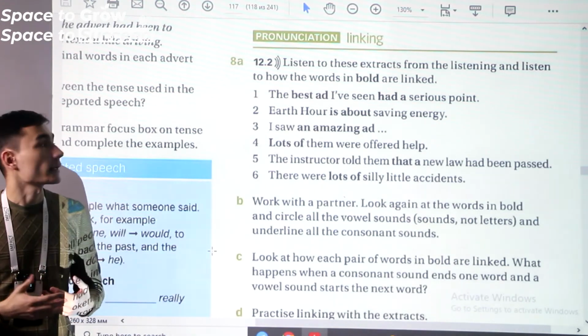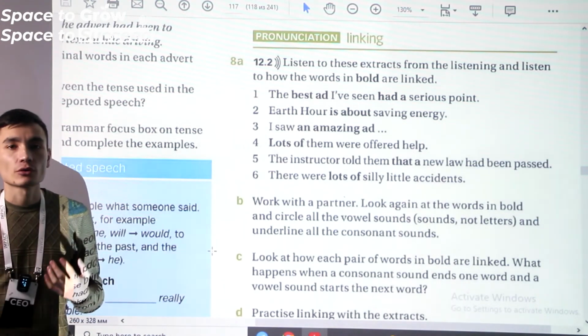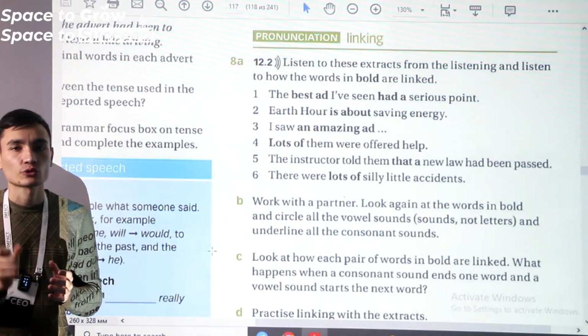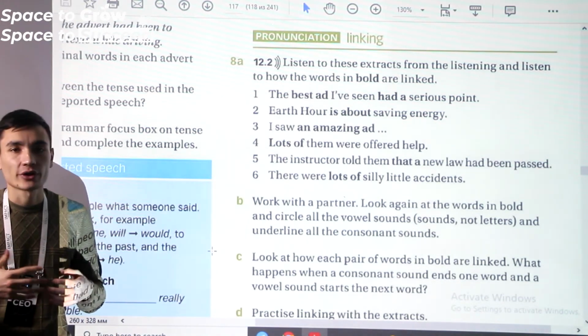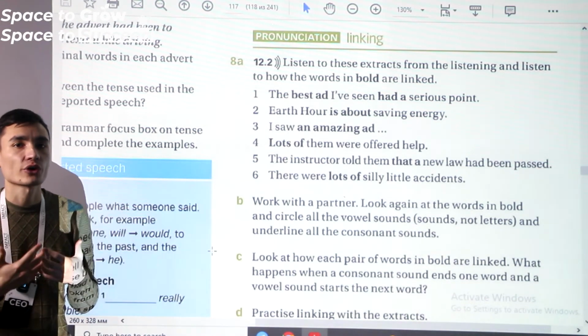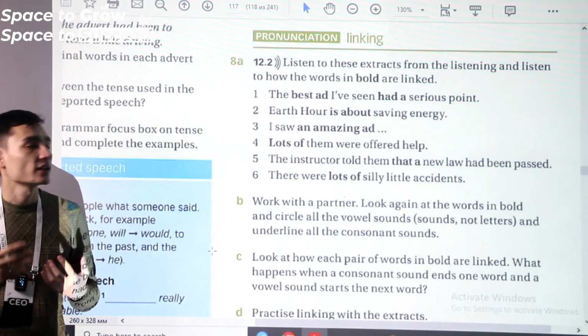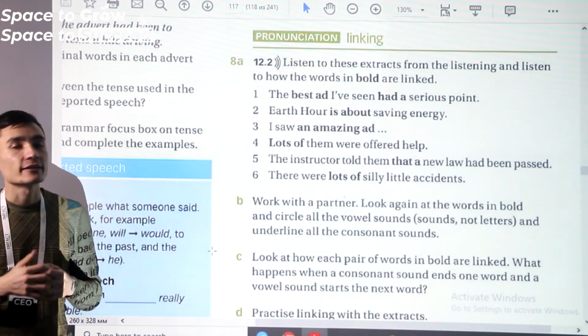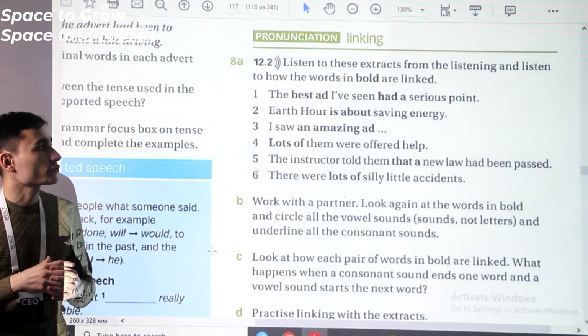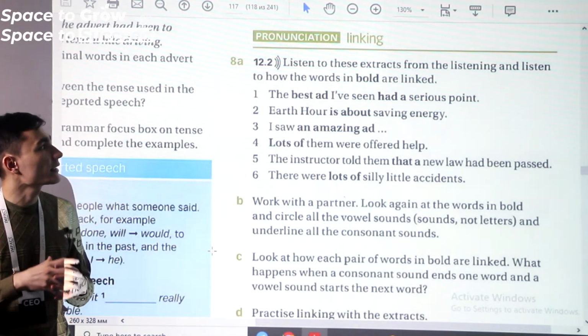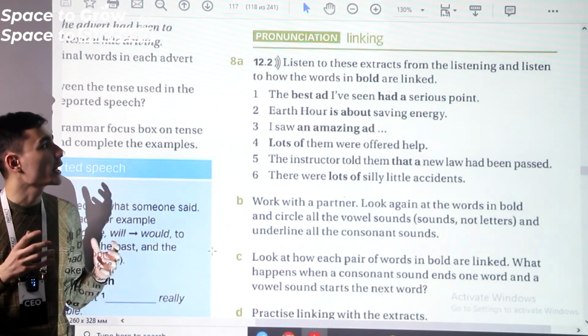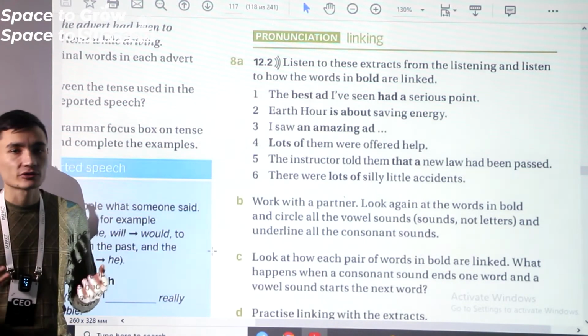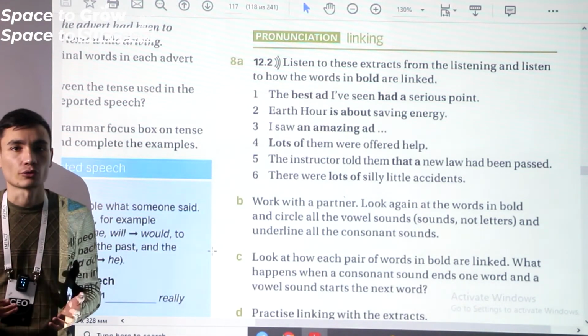Pronunciation, linking. In this part, we just learn how to connect words, how to say two or more words as one word, and how to pronounce this correctly. Exercise 8a. Listen to these extracts from the listening and listen how the words in bold are linked. And pause the video and try to do this exercise on your own.